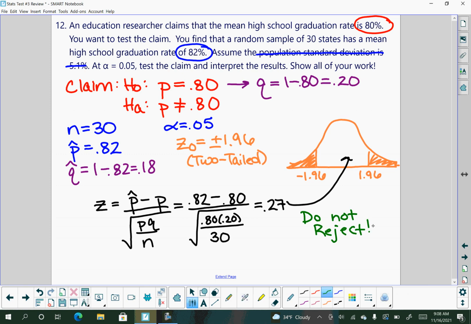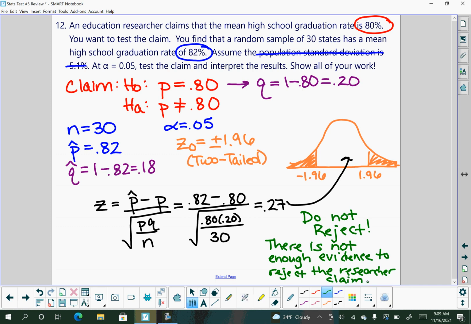And then to summarize that, we're going to look back at our claim. Our claim here was the null hypothesis. So because we do not reject, we're going to say there is not enough evidence to reject the researcher's claim.